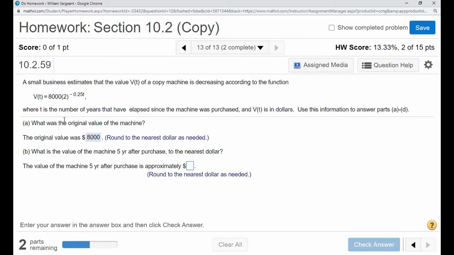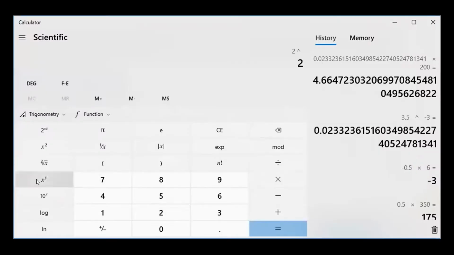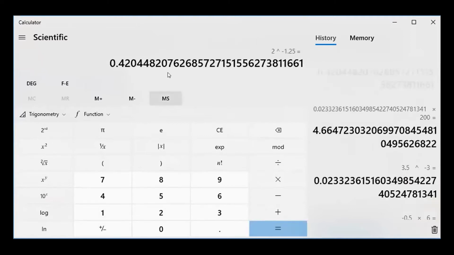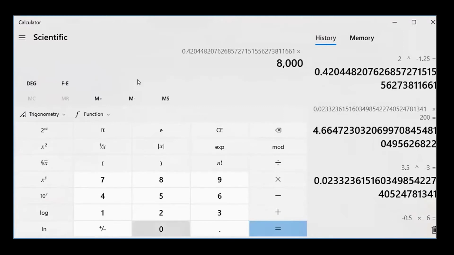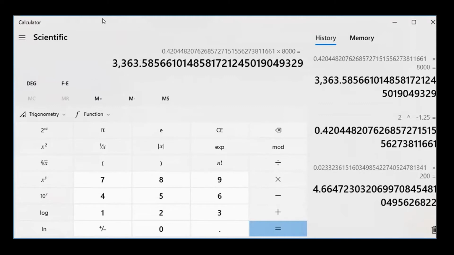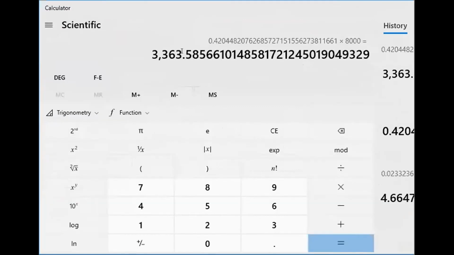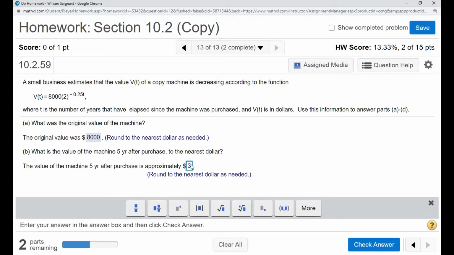5 years later, negative 0.25 times 5 is negative 1.25. It's 2 to the negative 1.25. Again, make sure that you've got the negative on that exponent. Different calculators may get there in different ways. Got to multiply that by 8,000. And we're supposed to round to the nearest dollar. So the 5 after the decimal point is going to round up to 3,364. $3,364.